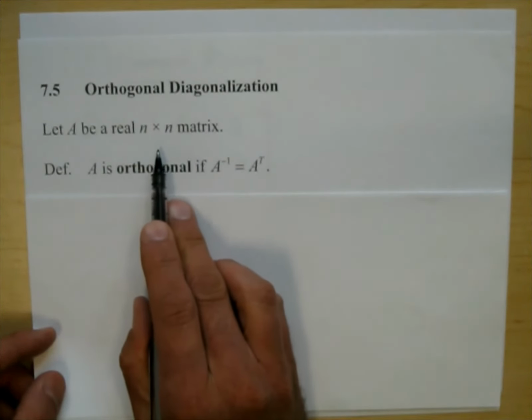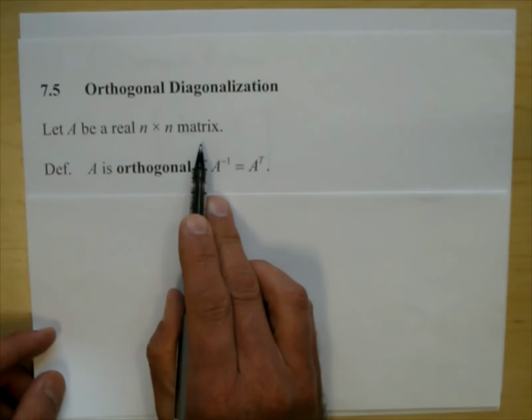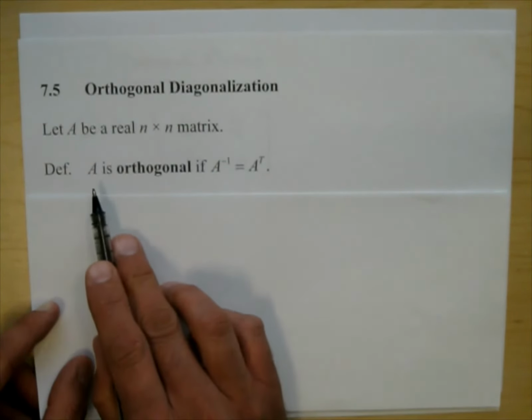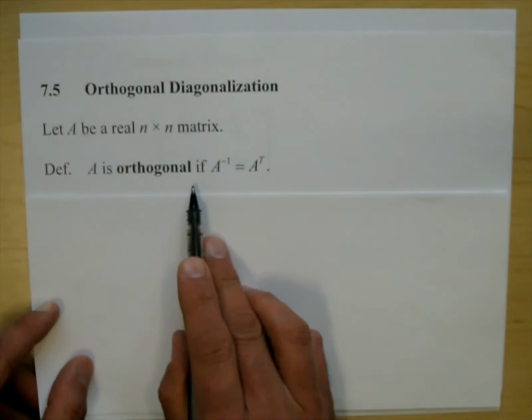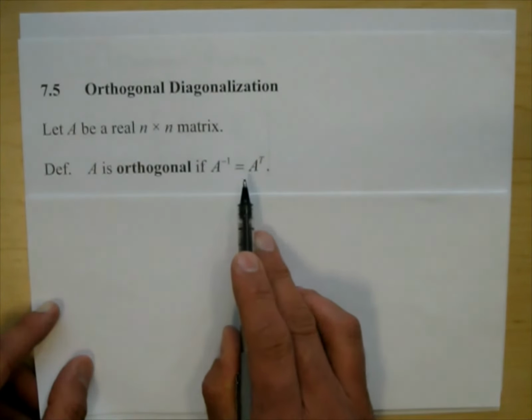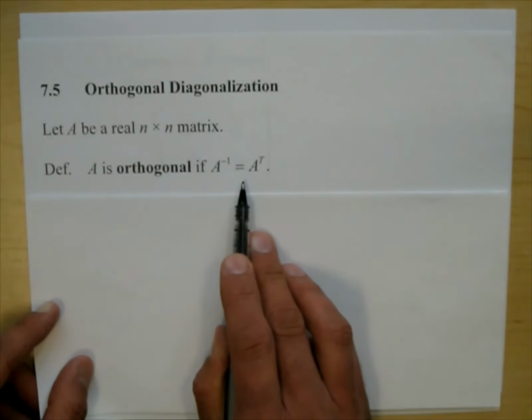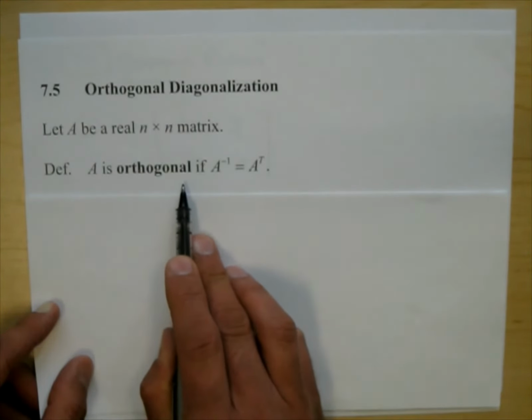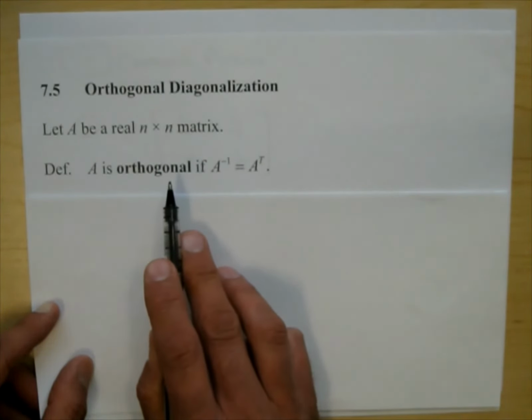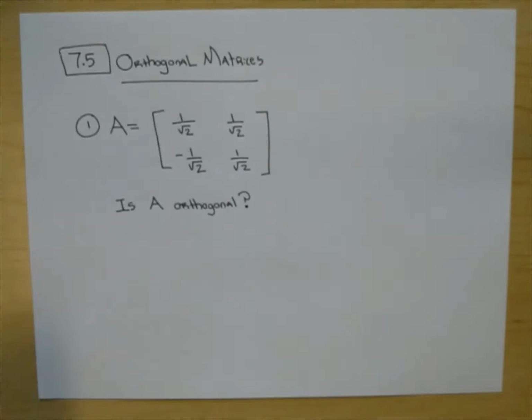Let A be an n by n matrix. So we have a square matrix. A is orthogonal if A inverse equals A transpose. So all this is a definition. Why they use the word orthogonal, we will see. So is A orthogonal?